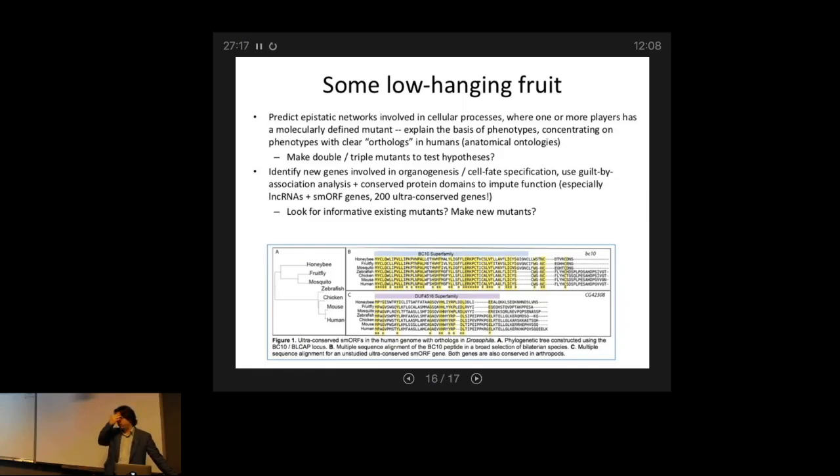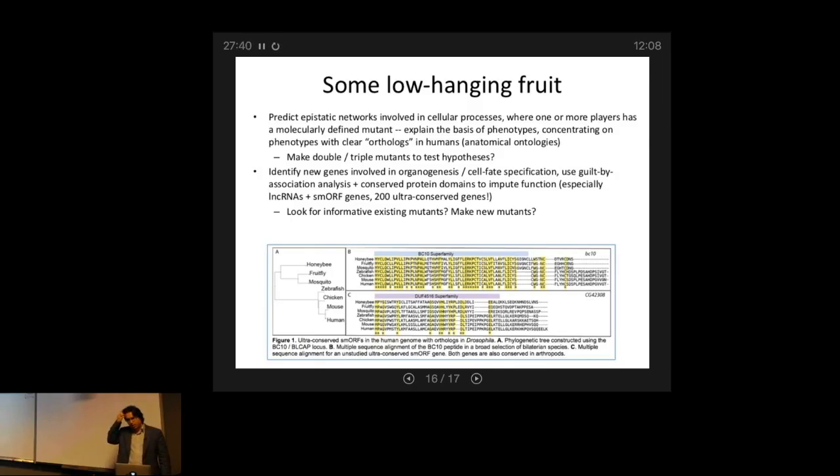In these networks, we're going to have really complicated, you know, 7-fold, 8-fold epistatic predictions, and going after some of those would be great. We should definitely, as Karsten said, we should definitely try to identify new genes involved in organogenesis and cell fate specification. Conserved protein domains are powerful, but they're not omniscient.